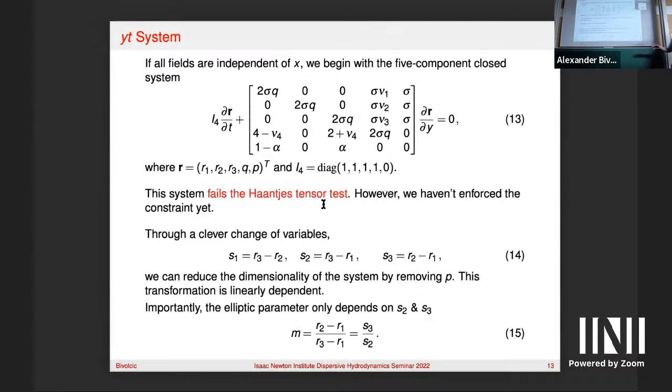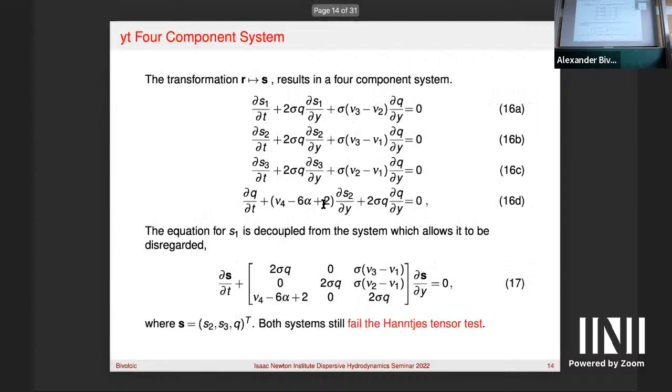And additionally, it's worth noting that the elliptic parameter, which used to depend on all three Riemann invariants, now only depends on S3 and S2. And that's worth noting because now I have this transformed system 16. The PDE for S1 is essentially decoupled, right? So none of the coefficients depend on S1. S1 doesn't appear in any of the other equations, so we can drop it. It's decoupled from now, and look now at the three remaining equations.